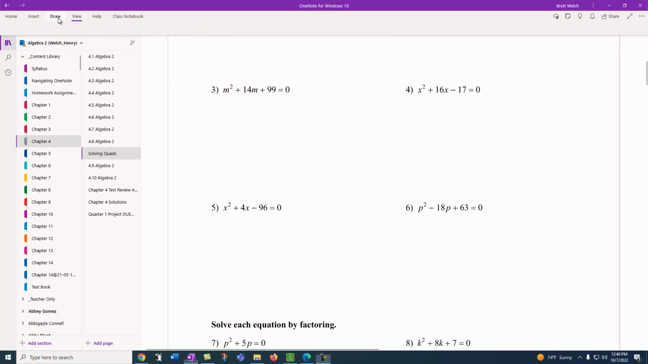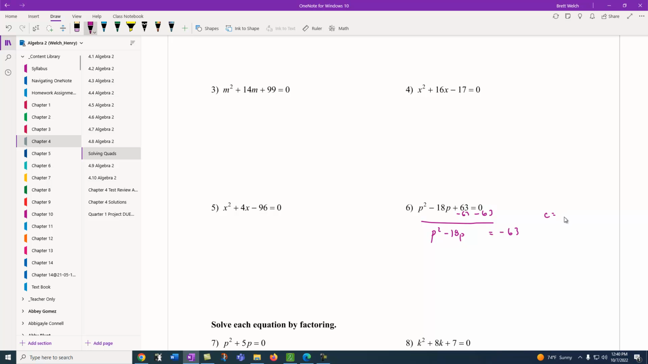If I'm going to complete the square, what we're going to have to do first is move the constant term to the other side. So I'm going to minus 63 from both sides. That'll become p squared minus 18p, and that will equal negative 63. The next thing I need to do is find the perfect c value.